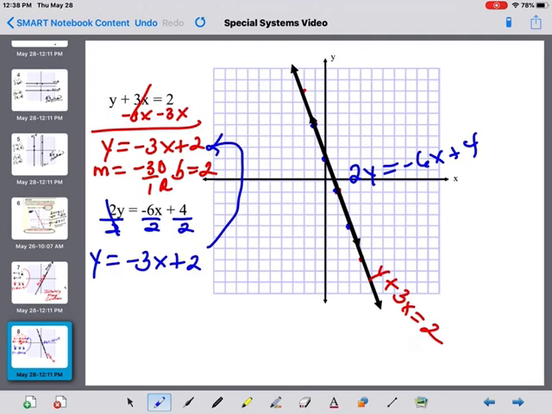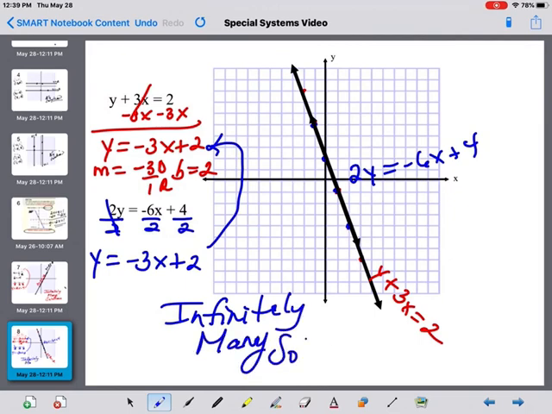All right, so sometimes it's hard to tell whether you're going to have lines that have one solution, no solution, or infinitely many. So the key is to make sure you solve for y correctly, plot your y-intercepts correctly, use your correct slopes, and then you'll be able to determine the number of solutions. So in this case, we have infinitely many solutions.